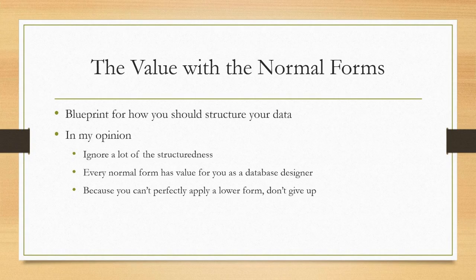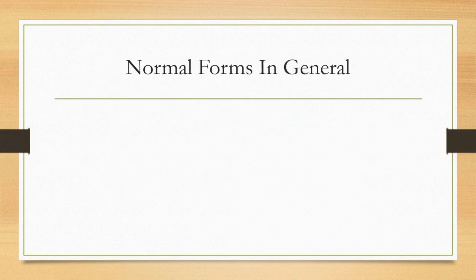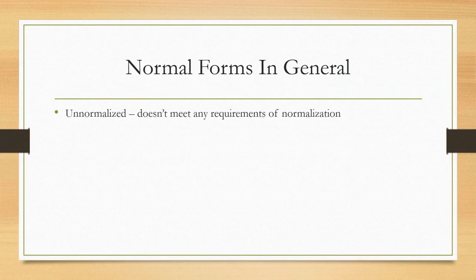Okay, so let's move on. I want to go over the different normal forms and give a high-level definition of them, just so we're on the same page. The first is unnormalized. This would be a database that doesn't meet any of the requirements of normalization. This would just be a text document. If that's the entire database, that is the most unnormalized database.